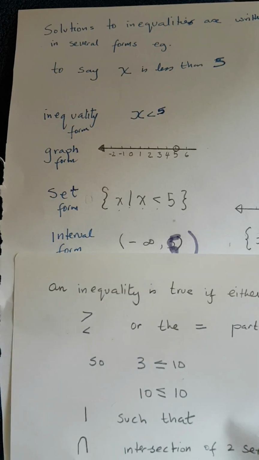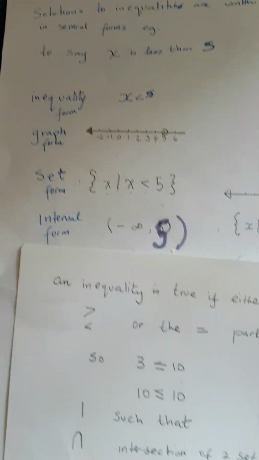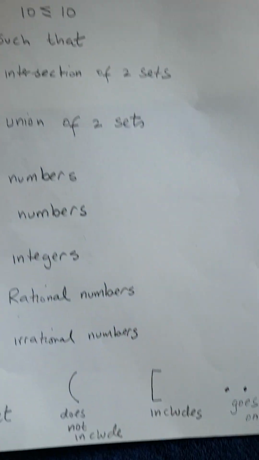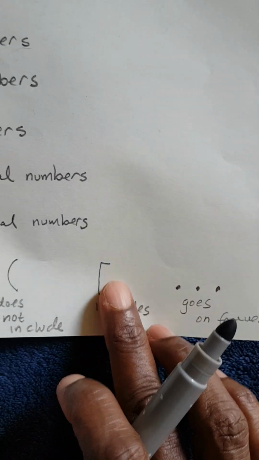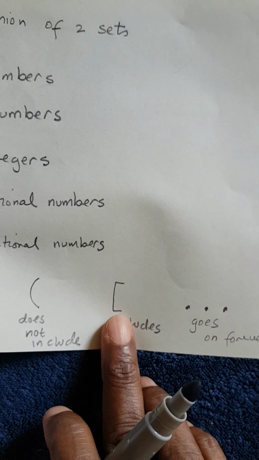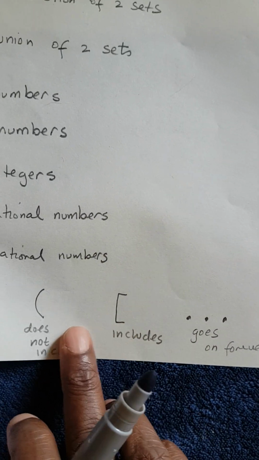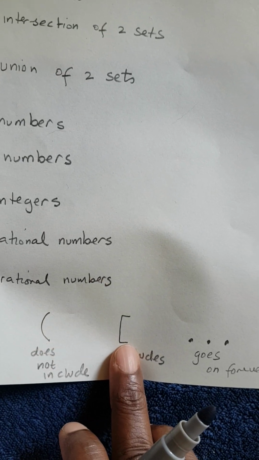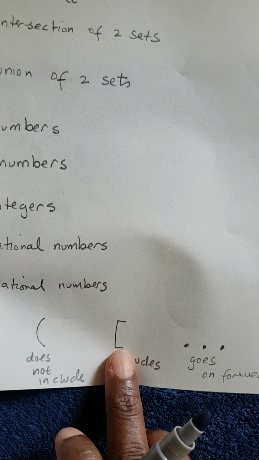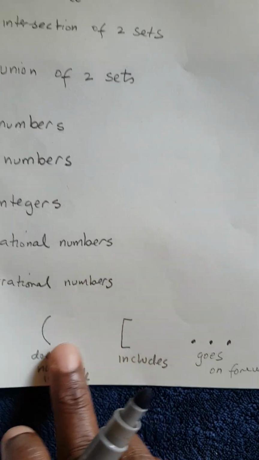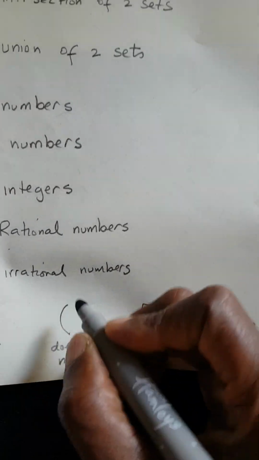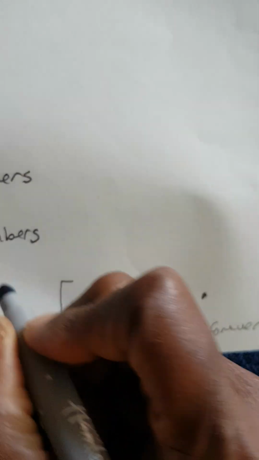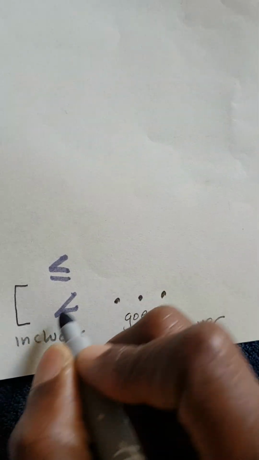Now, if you wanted to say less than or equal to 5, you would use a different type of bracket. This bracket says includes. This bracket says does not include. So this bracket is like you saying less than or equal to, more than or equal to, and this bracket is equivalent to just these signs. Sorry, this sign, right?